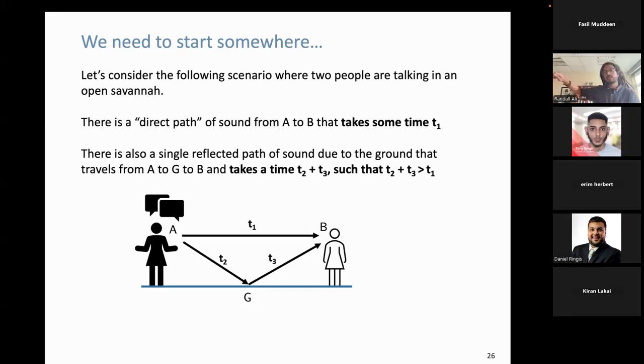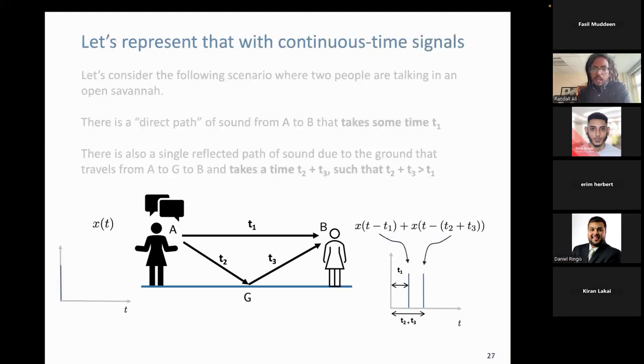So the sound that arrives at B consists of two components. One that's this direct component and one that's delayed a bit, right? Due to this reflecting path here. And mathematically, we can start to represent or look at this as follows.